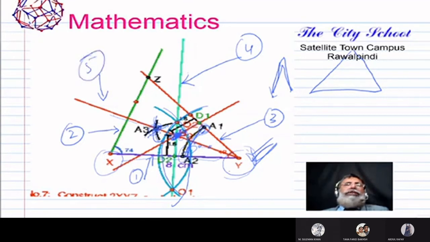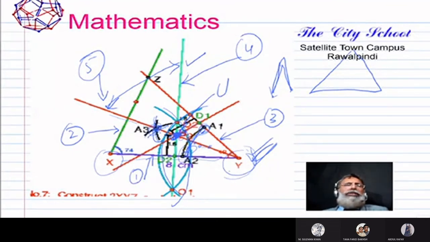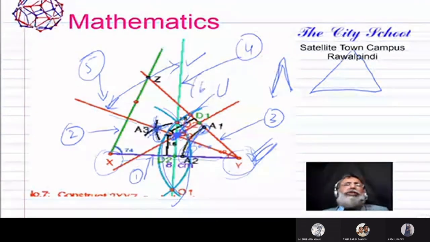So we can see that both the angle bisector and the perpendicular bisector are intersecting at some point. This is a point called U. This intersecting point is our 6th working.